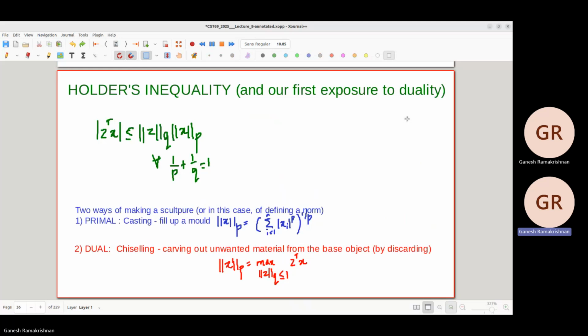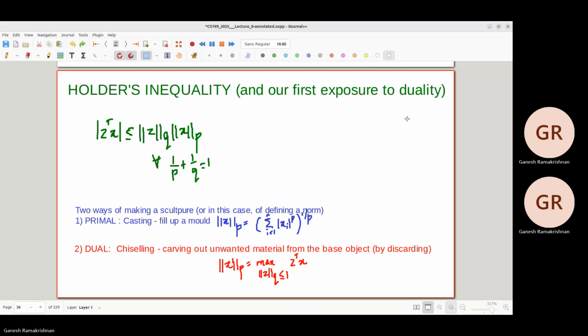So primal says it's like casting up a mold. If you have to create some murti, you can fill up a mold to create a murti. So that's the P norm, which I defined. But the dual is, you can also create a murti by chiseling out from a stone, carving out unwanted material from the base object. So that is exactly what is happening in the Holder's inequality.